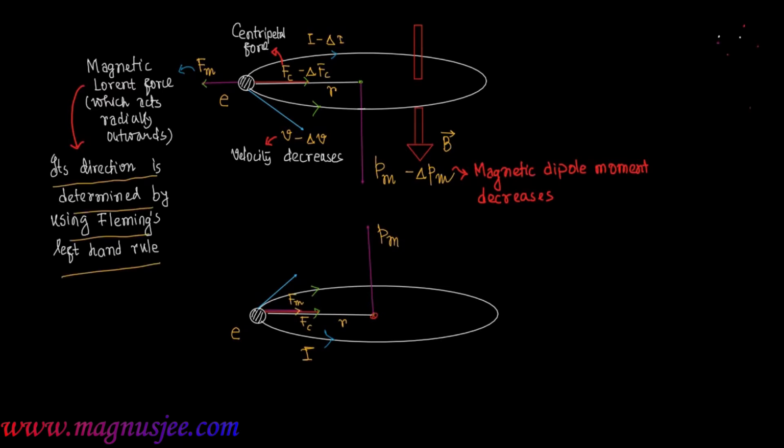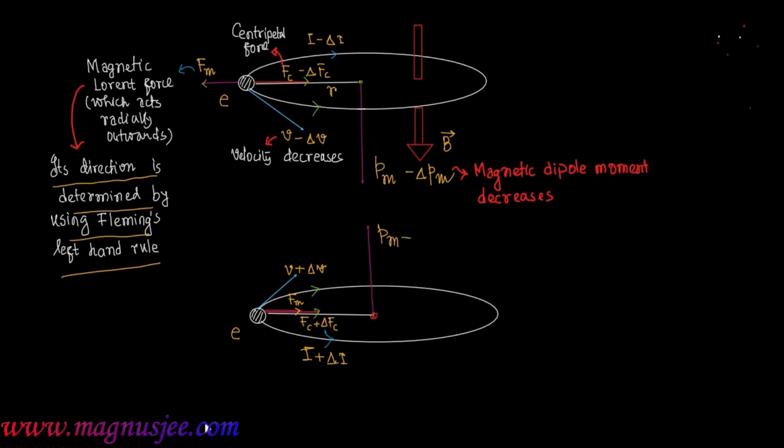Similarly, for the electron revolving in the clockwise direction, centripetal force increases to Fc plus delta Fc, and its orbital velocity in the inward direction increases to v plus delta v, as centripetal force increases to Fc plus delta Fc.